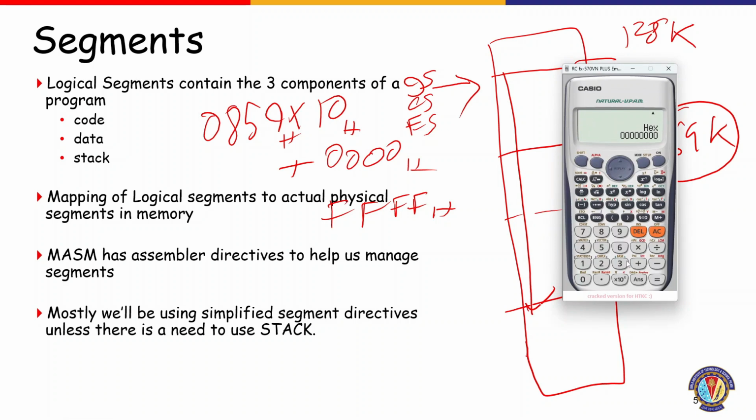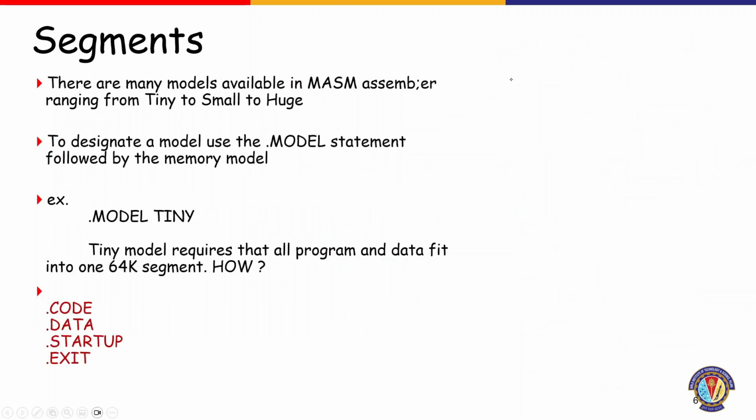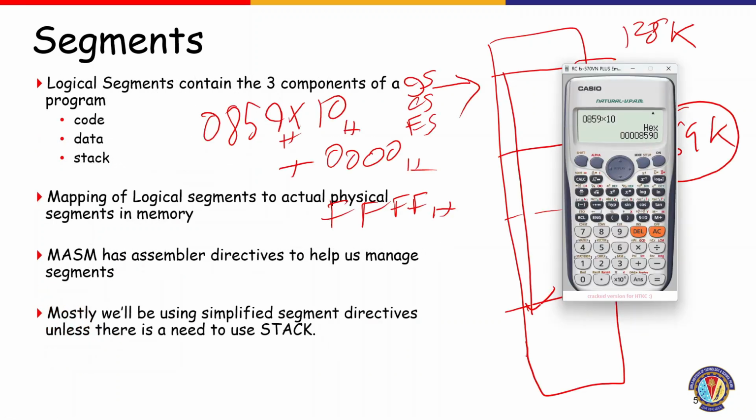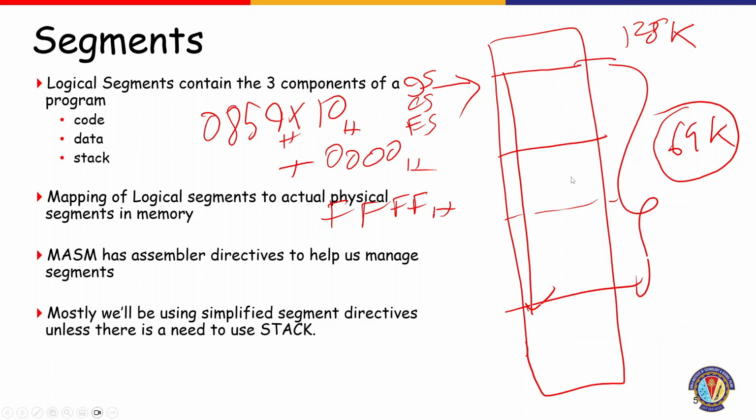So if I have 0859, I can multiply it by 10. So 8590. So this is the physical address 8590 of this memory location which I'm making here. All right. And if I add FFFF inside it, then 1858F, this will be the last memory location. Together, if you just count how many memory locations we'll have in between, this would come out to be 64K.